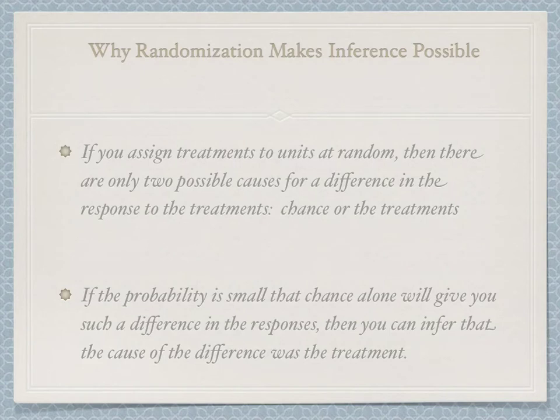Why randomization makes inference possible. If you assign treatments to units at random, then there are only 2 possible causes for a difference in the response to the treatments, either chance or the treatments. If the probability is small that chance alone will give you such a difference in the responses, then you can infer that the cause of the difference was the treatment.